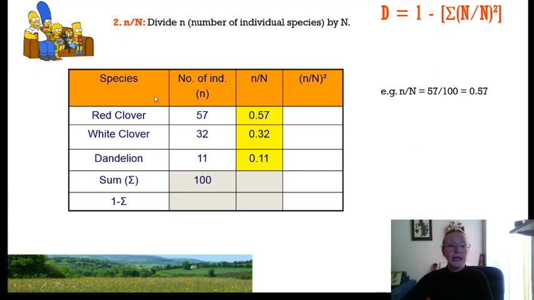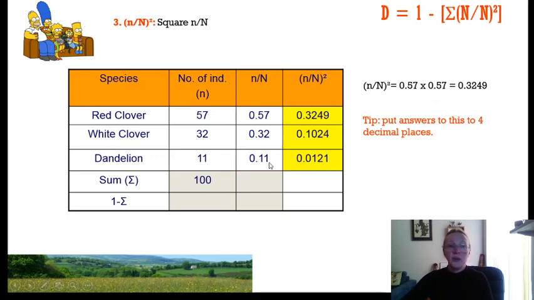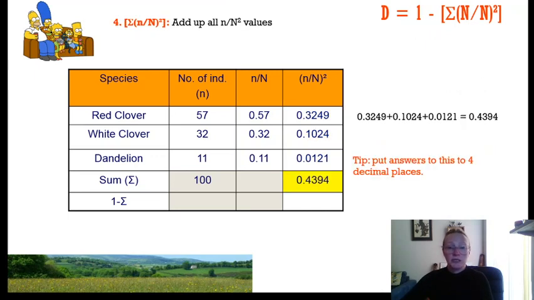Then we need to do little n divided by big N. So 57 divided by 100 is 0.57, 32 divided by 100, 0.32, 11 divided by 100, 0.11. And then we square that. So 0.57, I should say, multiplied by 0.57 gives you 0.3249. And a little tip here, I would do the answers for this to 4 decimal places. Sometimes you end up with pretty small numbers, so do it to 4 decimal places.